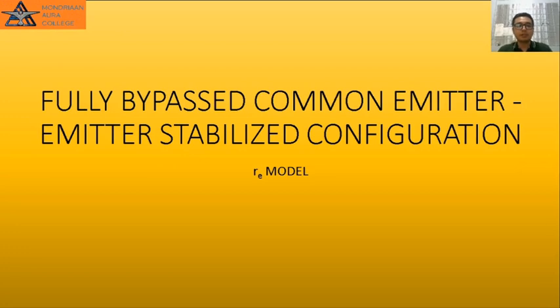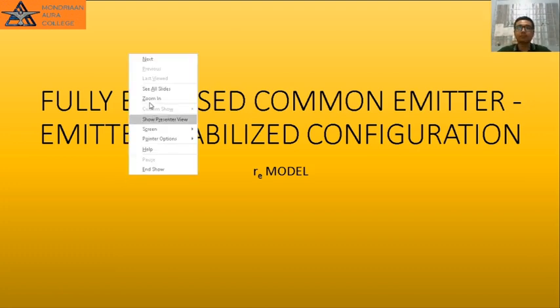Continuing the discussion for the common emitter, emitter stabilized configuration, i-discuss natin ngayon ang R sub E model naman ng isang fully bypassed circuit. Last time, we have discussed the unbypassed configuration. So tignan natin ano magiging differences based on the AC parameters of the fully bypassed and ang unbypassed configuration.